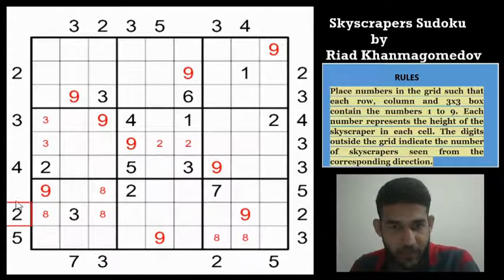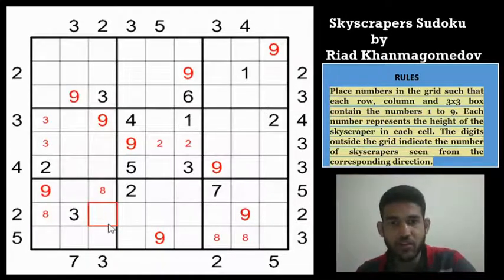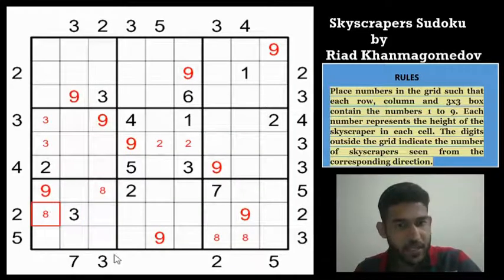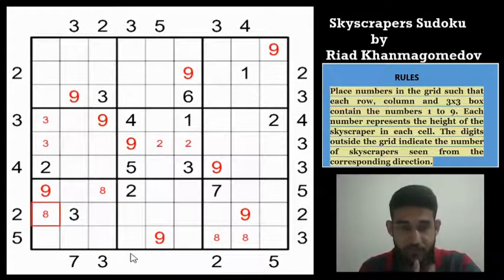Now again, you have the 2 clue here, right? So which means that 8 cannot be here, because if you have the 8 here, then you will see at least 3 buildings, right? You will see the first building and you will see 8 and 9. So which gives us a total of 3 buildings at least. So 8 can be eliminated from here also. So you have only 2 possible cells left in box 7.